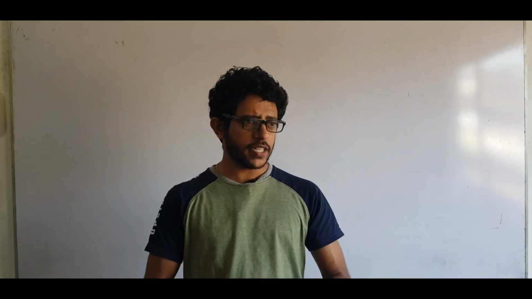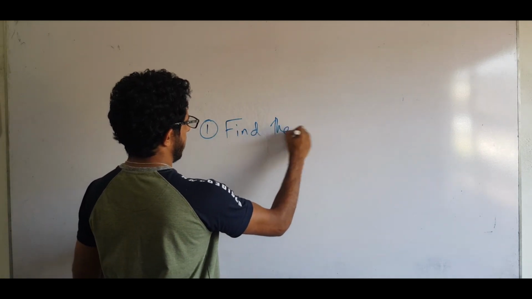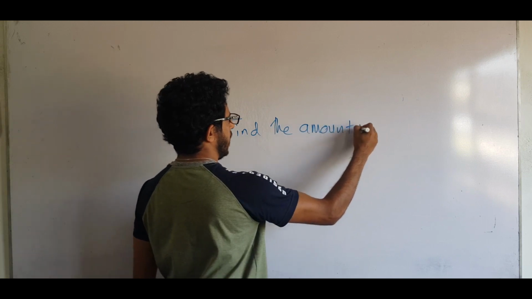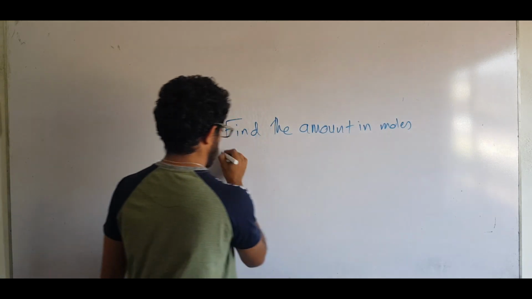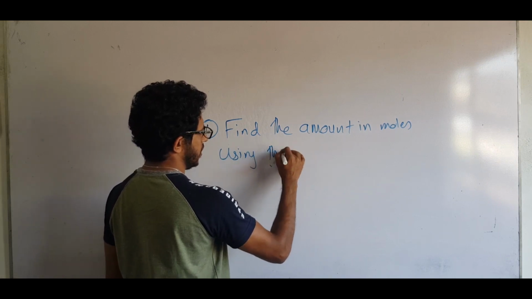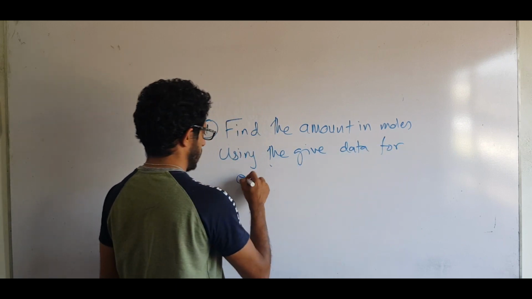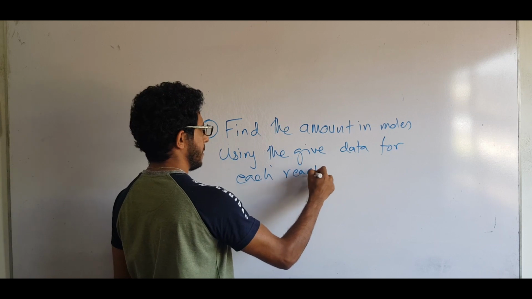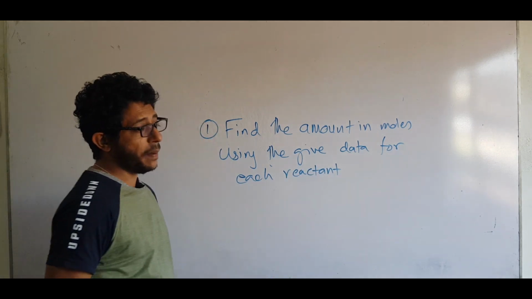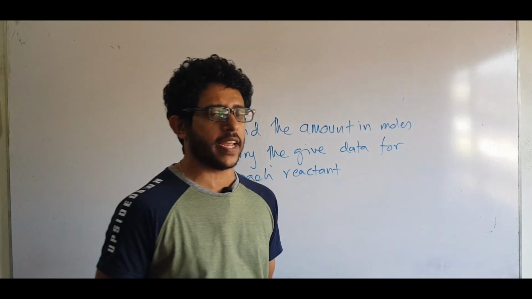Okay, in limiting reagent calculations, we have to follow a few steps. The first step is to find the amount in moles, using the given data for each reactant. That is a very important and the very first step we do. We find the amount for both reactants using the given data.